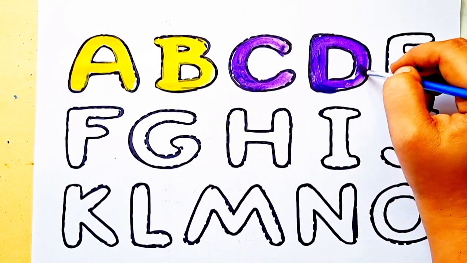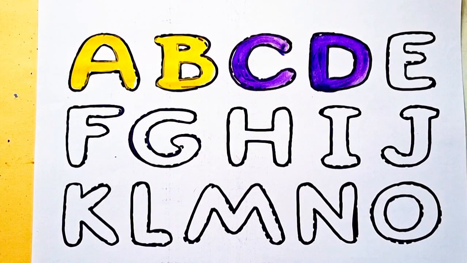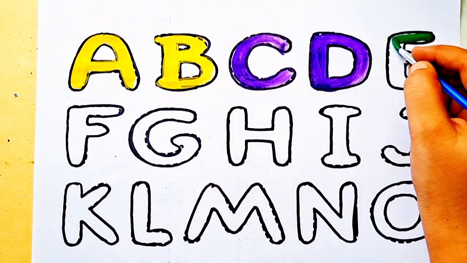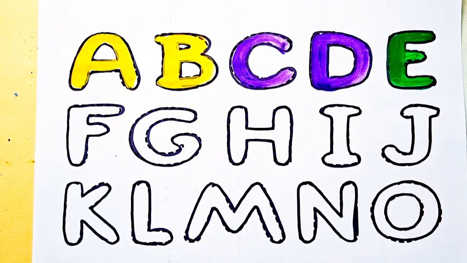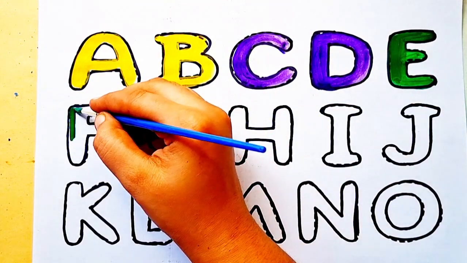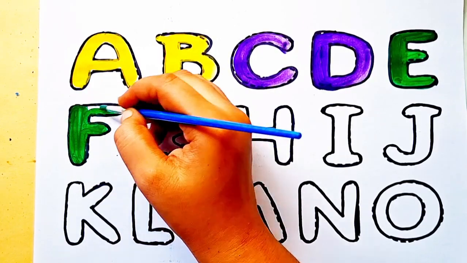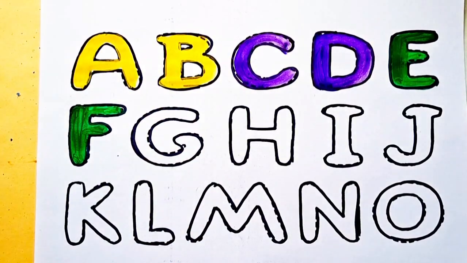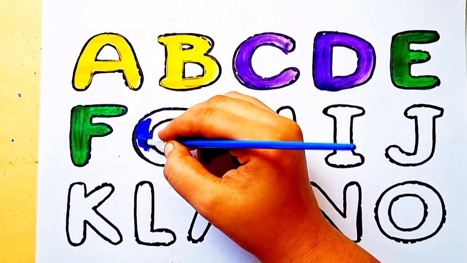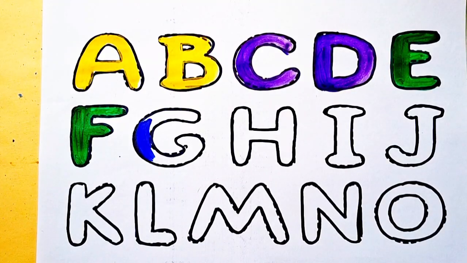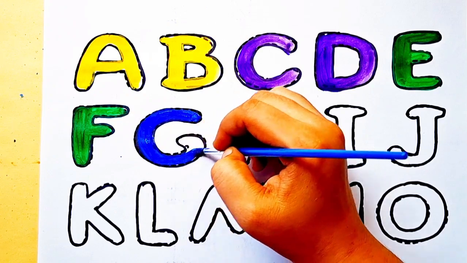D, D for dog. E, E for eagle. F, F for fish. G, G for grapes.